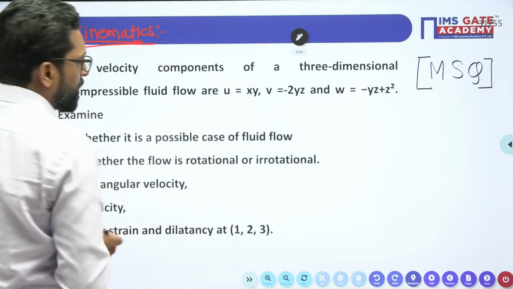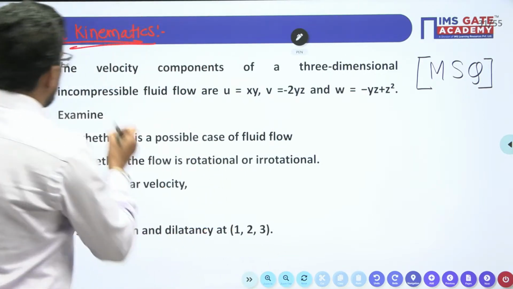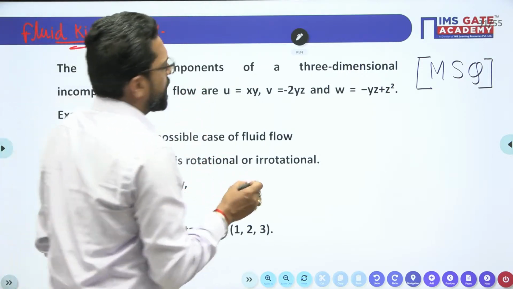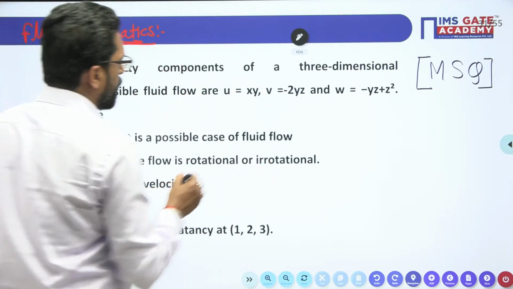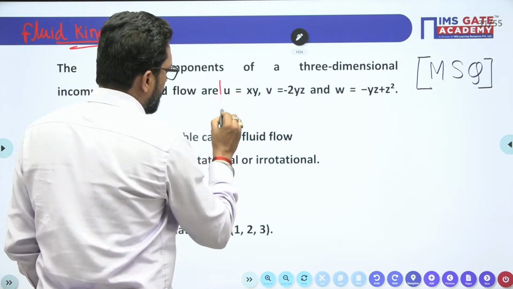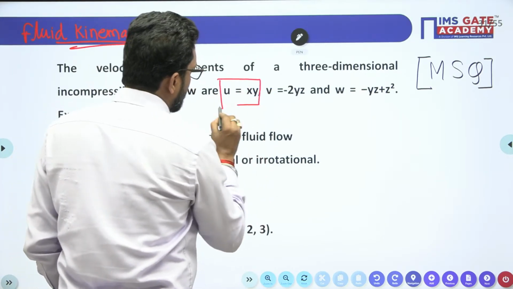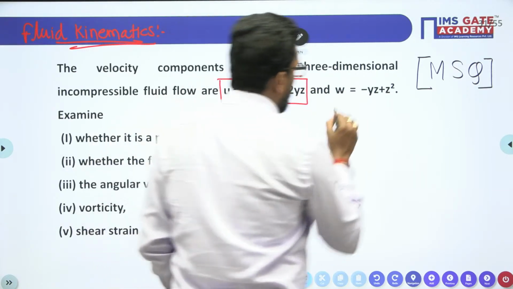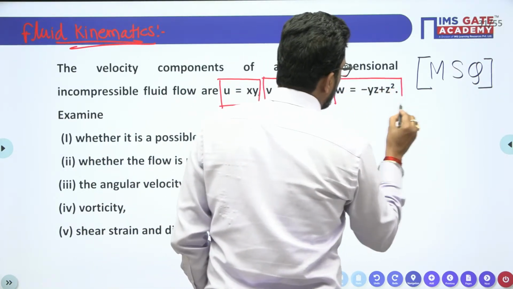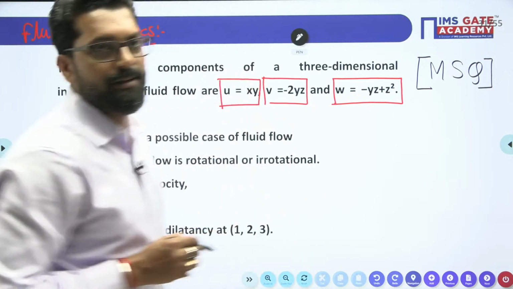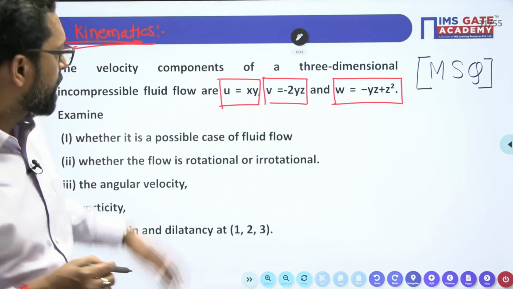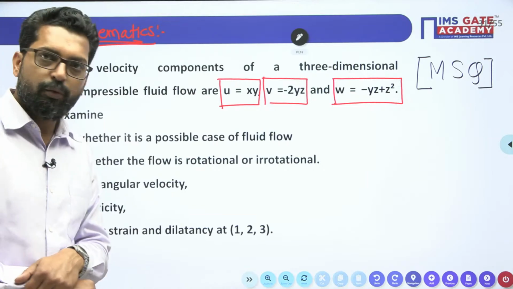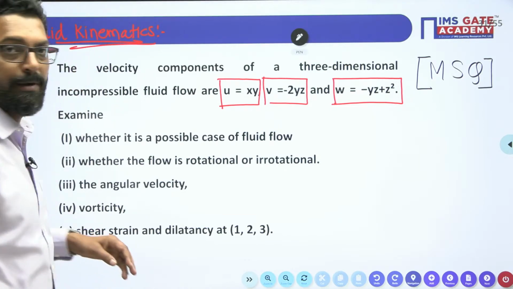So see, we have the velocity components of a three-dimensional incompressible fluid. The velocity component in x direction is xy, in y direction is 2xyz, and in z direction, omega is y minus yz plus z square. This is in x, y and z direction. Okay, no problem at all.